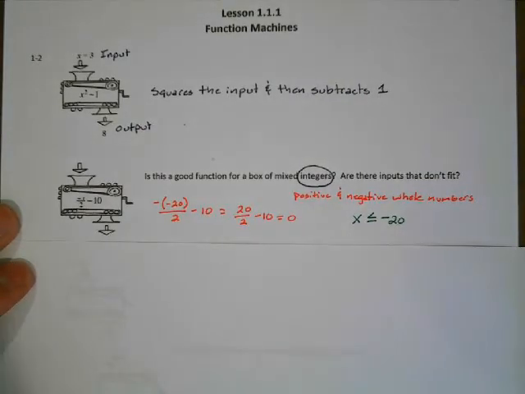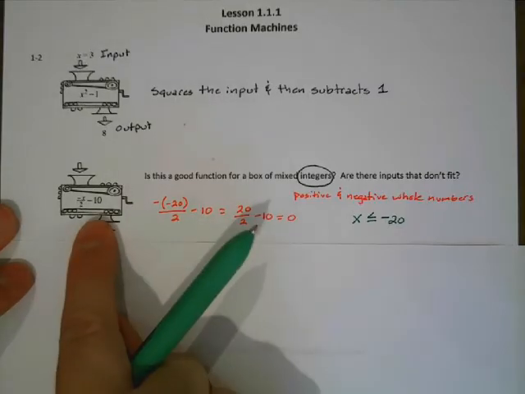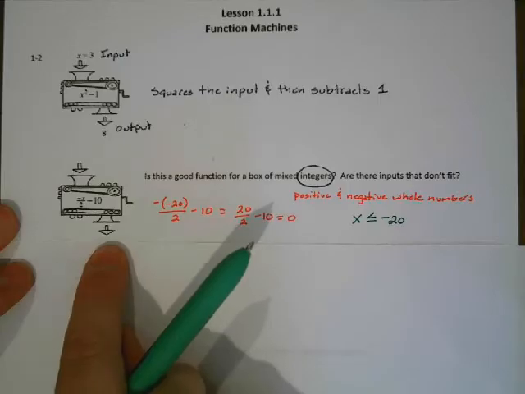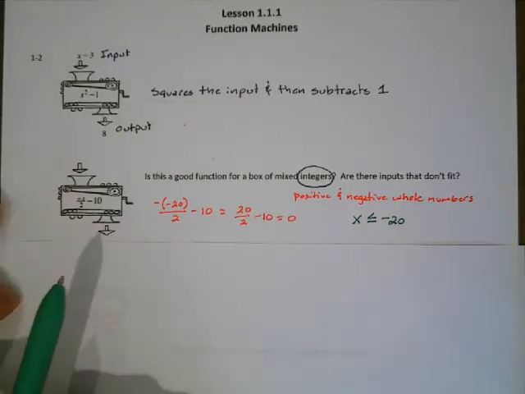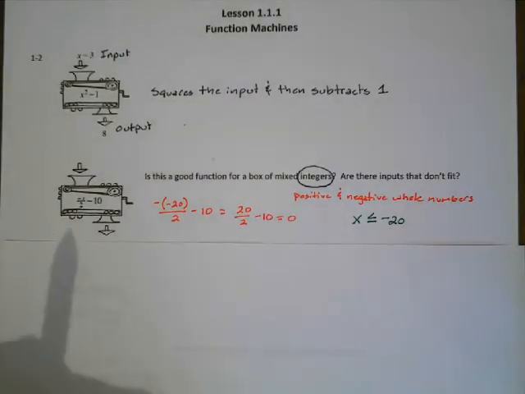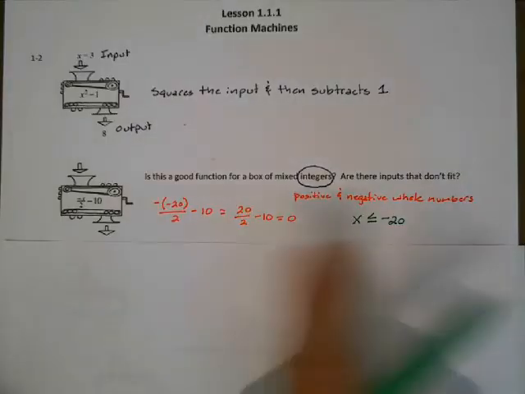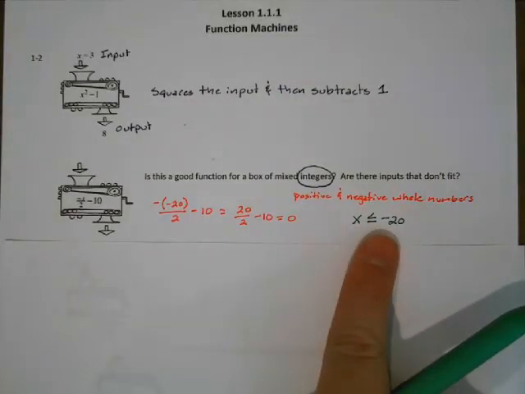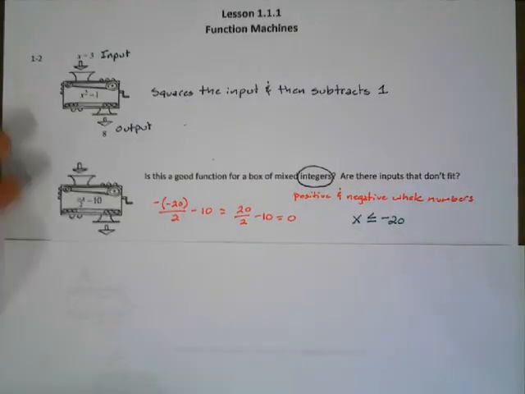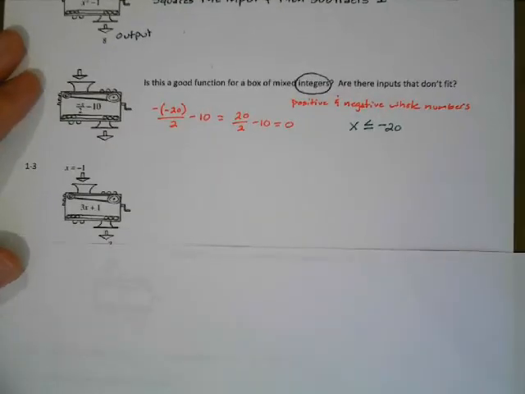Now, if our customer came in and they only had positive integers, then this would be a good function if they wanted a negative answer. But since they have a box of mixed integers, maybe one of those integers is a negative number like negative 20 or negative 22, so it's not a good fit. All right, next one, 1-3.